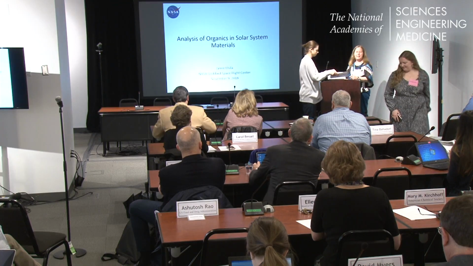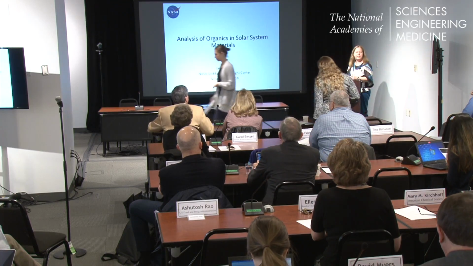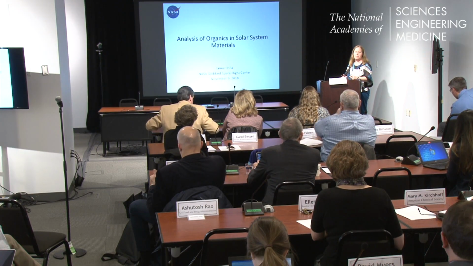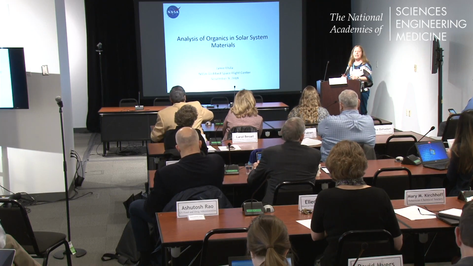So yeah, I'm going to talk about the analysis of organics in solar system materials. And there's four main points I want to get across today. The first is, what are the questions we're trying to answer by analyzing these materials? The second is, what are the analytical techniques that we have? What types of analyses do we do? The third is, what samples do we have access to in this area of research? And then the fourth overall is the challenges that we're facing when we try to do these analyses.